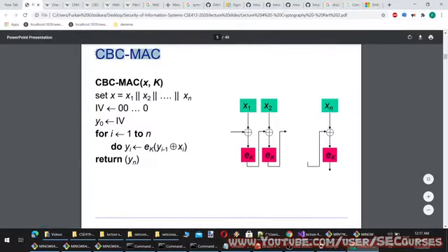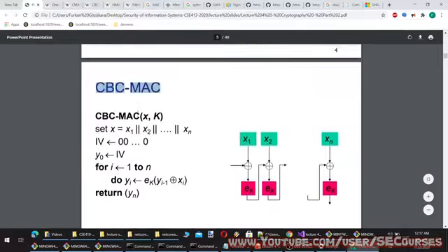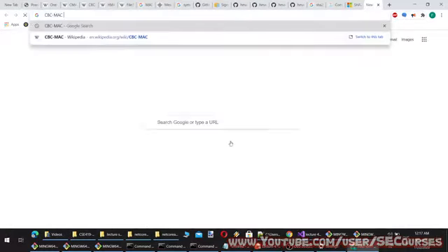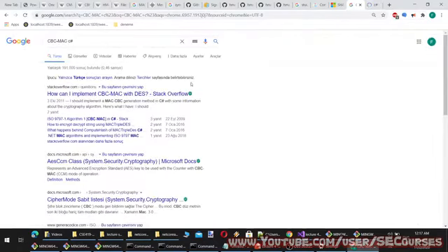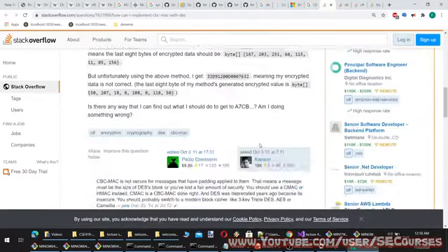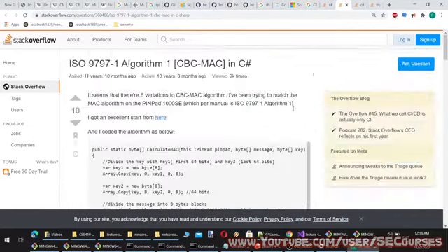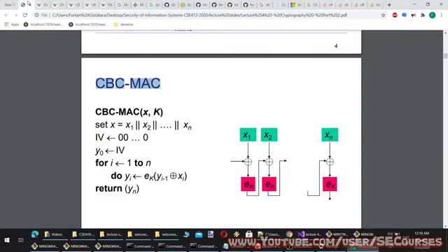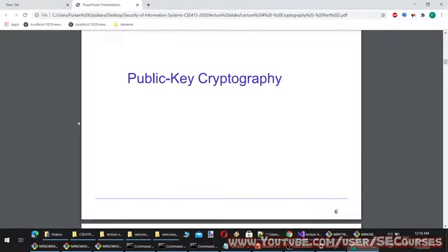And there is also CBC-MAC. For CBC-MAC, we have to write some more code. If you are interested in it, maybe we can find a library. Okay, this is not really that important. I'm going to continue, but you get the idea.